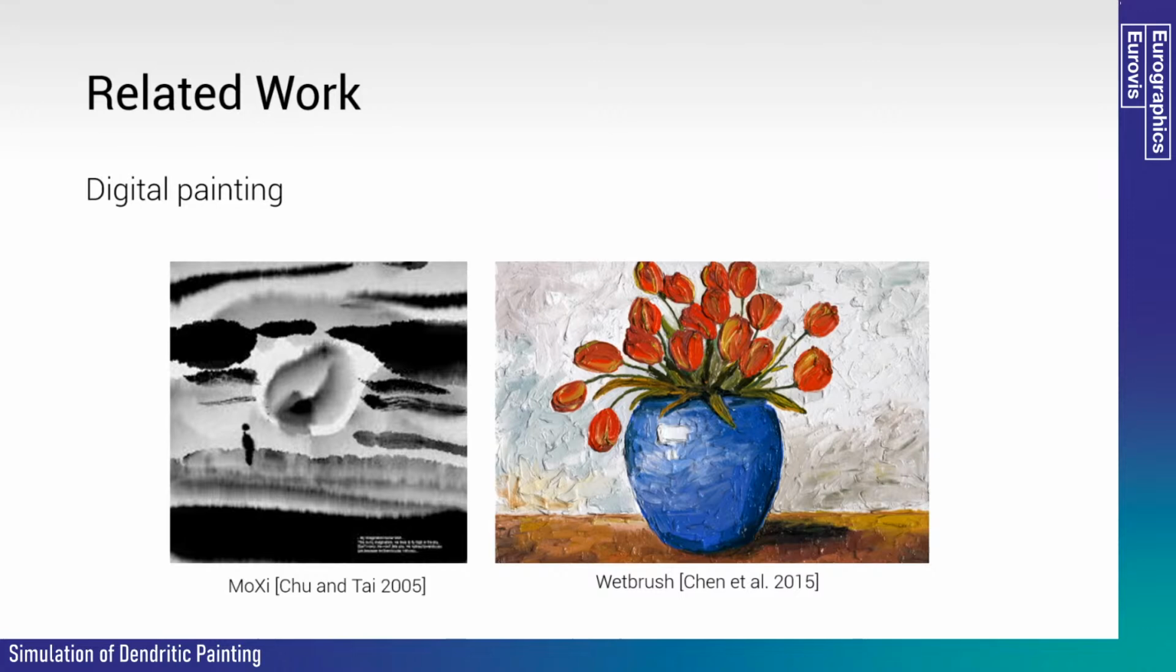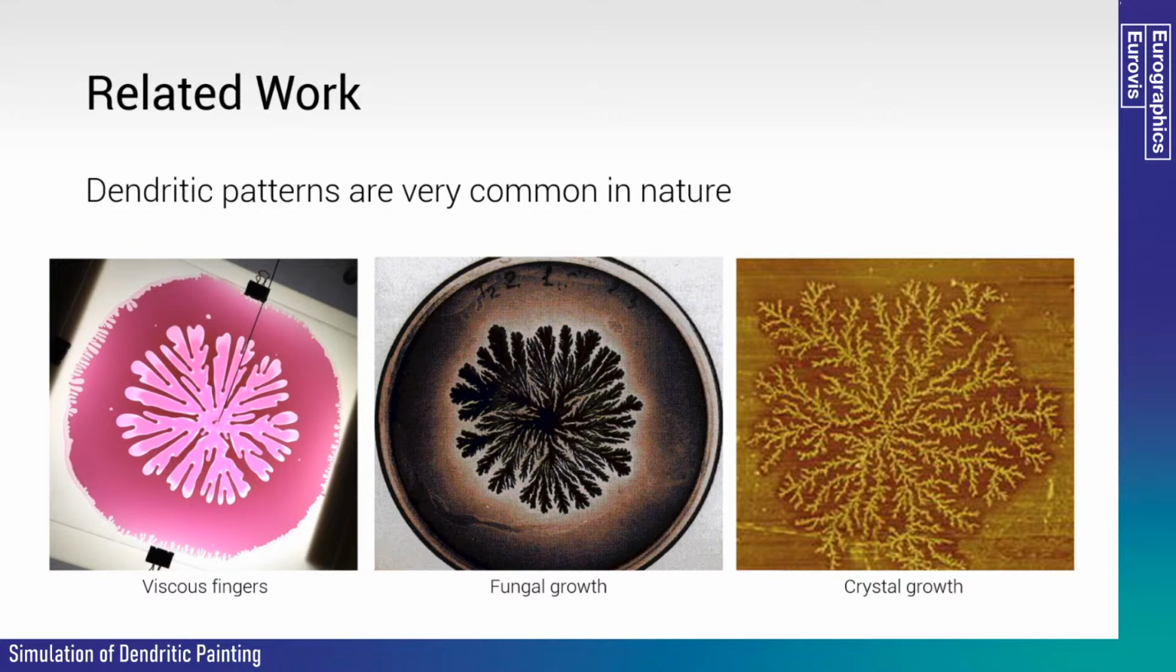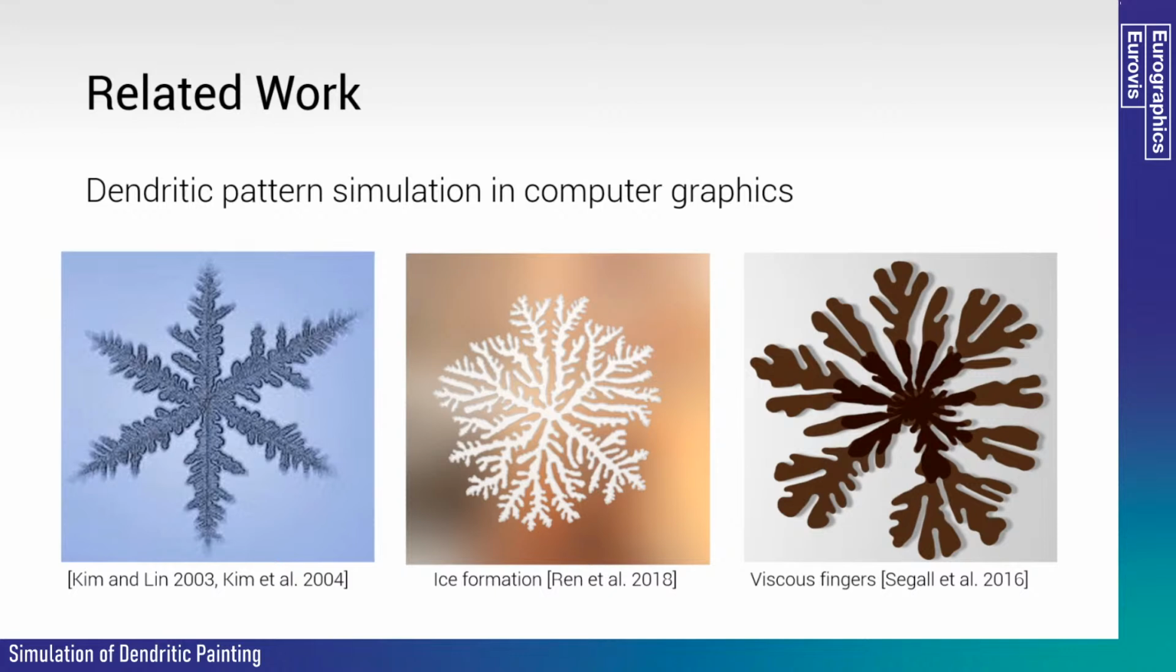Dendritic patterns appear in a lot of different fields, as it is a pattern very common in nature. We have dendritic growth when we talk about viscous fingers, fungal or bacterial growth, and crystal growth. Due to this and its beauty, it has also been studied over the years in the field of computer graphics. From the works of Kim et al. about ice formation, or the most recent work of Ren et al. that uses phase field models with orientation fields, to the viscous finger simulations like the work of Siegel et al.